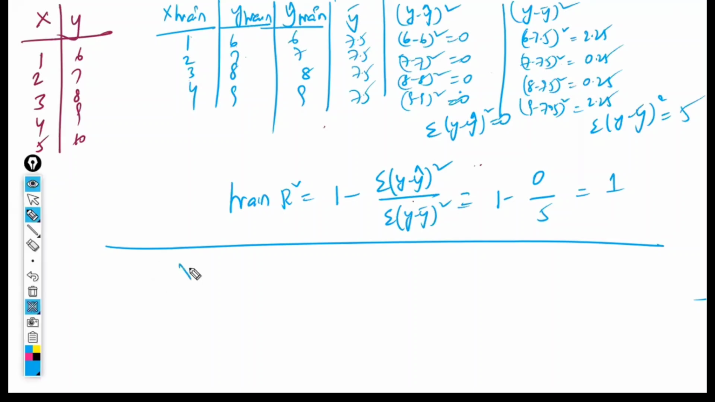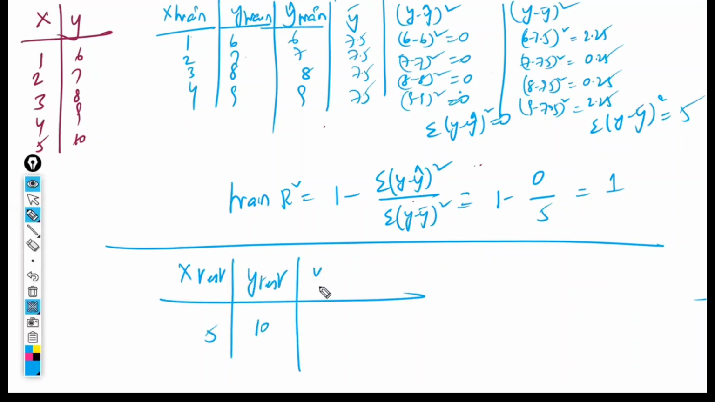Similarly, X test. Whatever the X test is there, X test is 5 and Y test is 10. Now, Y pred test I have also predicted by applying the model, and the answer is 10 only. Now, what is the Y bar? Here only one value is there. For one value, the summation is 10 divided by 1. Y bar is also 10 only.